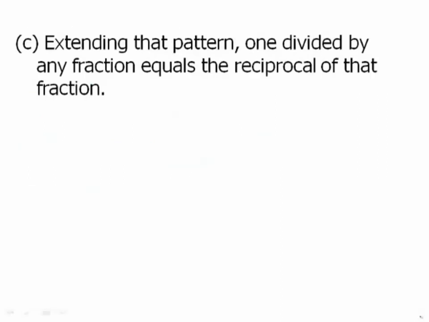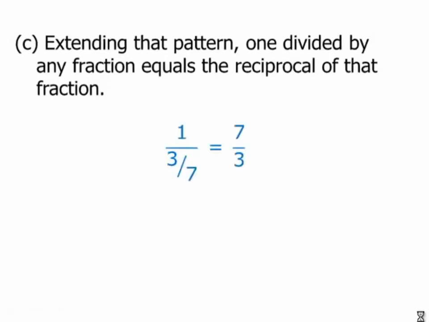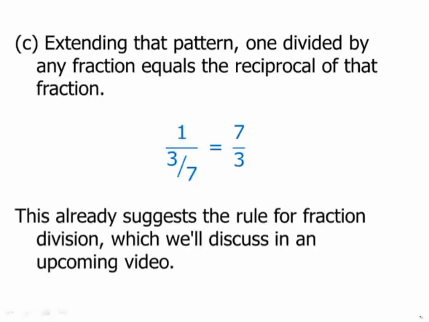So 1 divided by any number, for example, 1 divided by a fraction, equals the reciprocal of that fraction. So if I take 1 divided by 3/7, that's going to equal the reciprocal of 3/7, which is 7/3. So that's a really deep idea there. This already suggests the rule for fraction division, which we'll discuss in an upcoming video. So if you really understand this connection well, you will understand fraction division well.